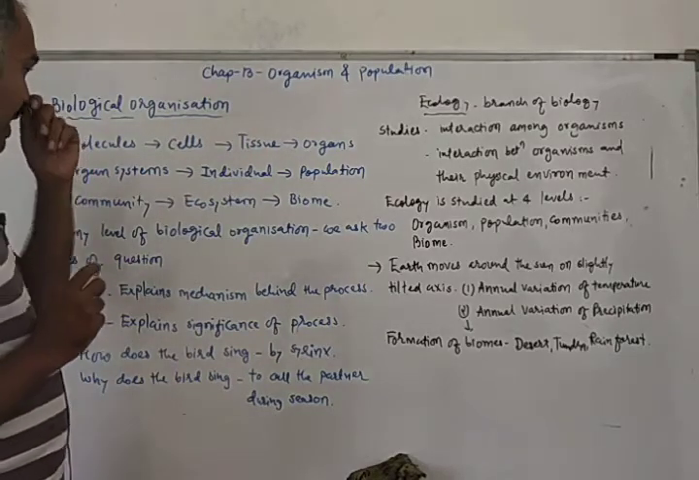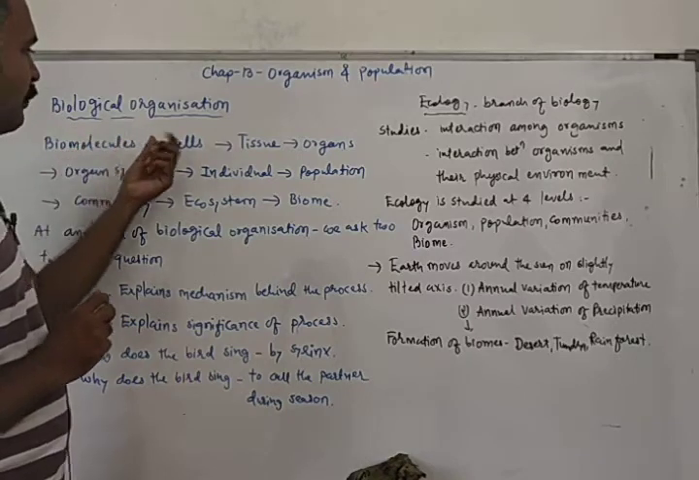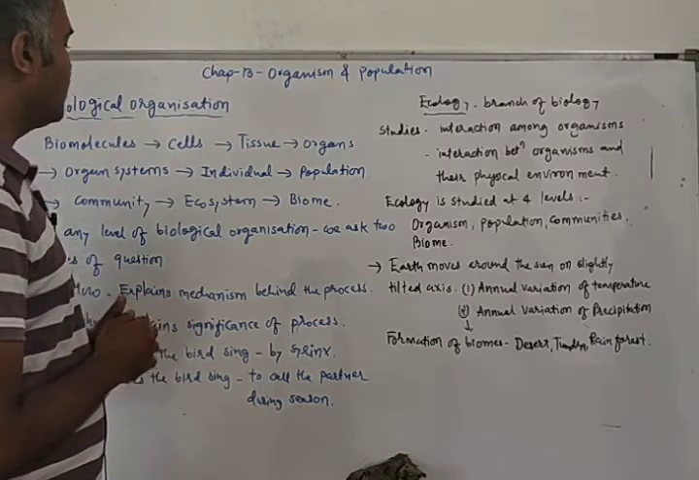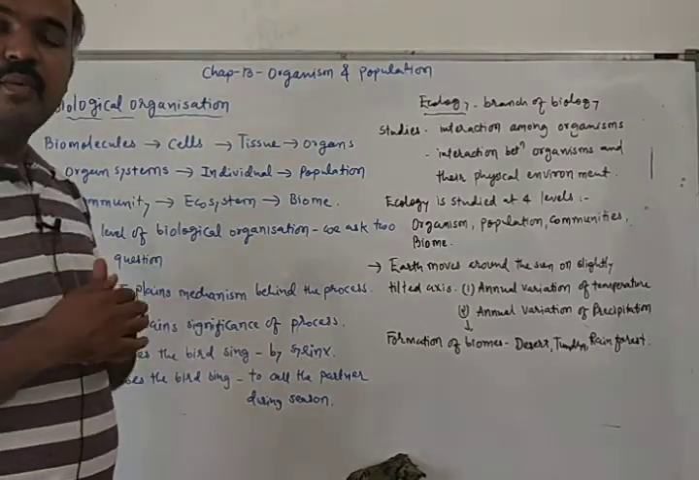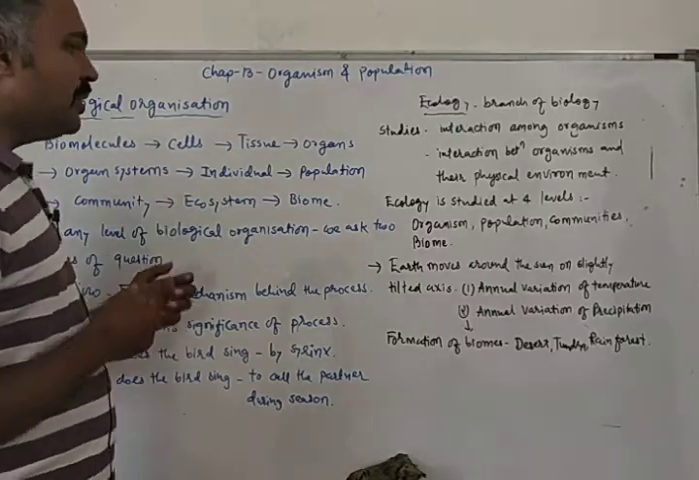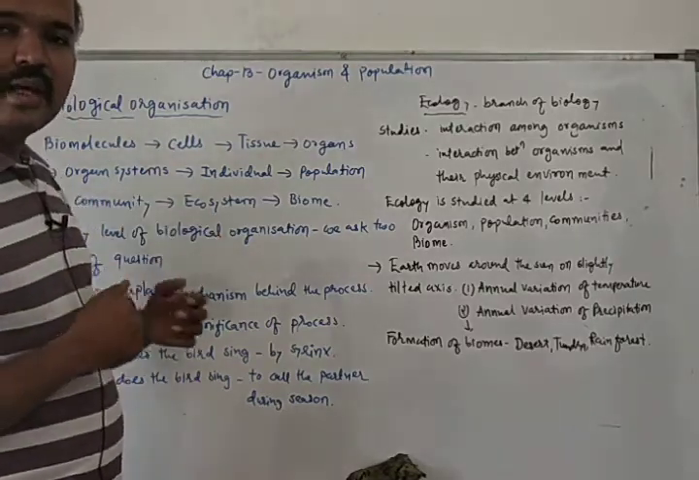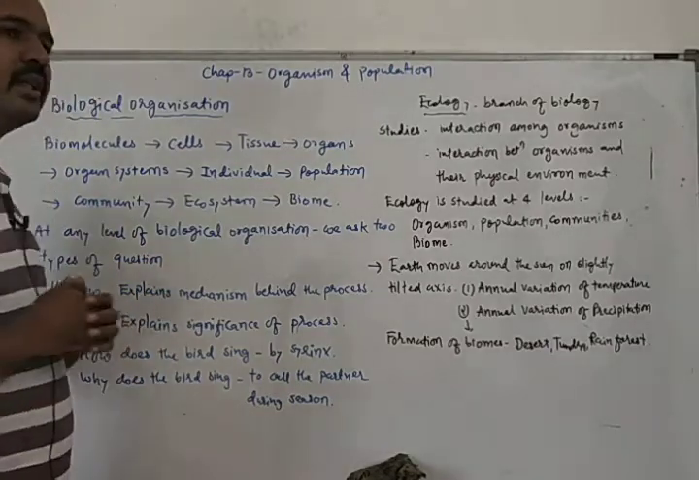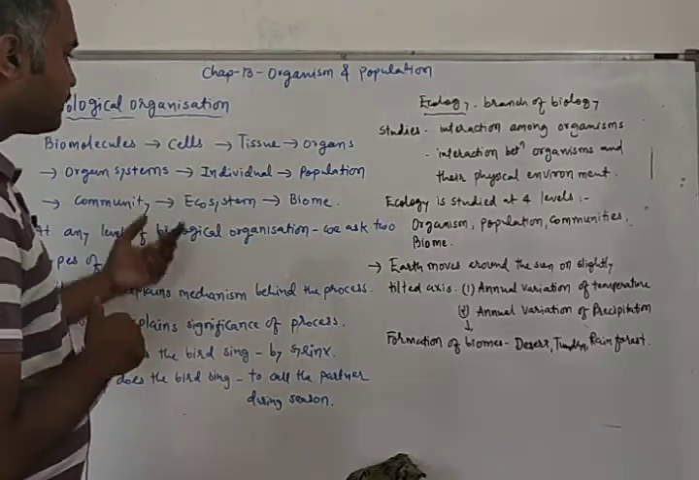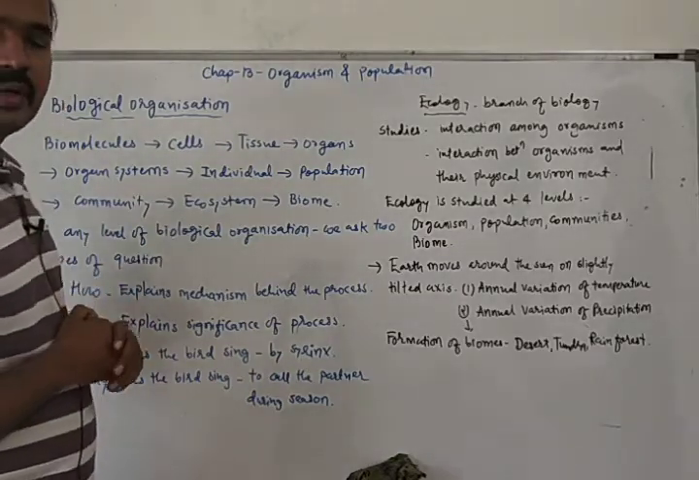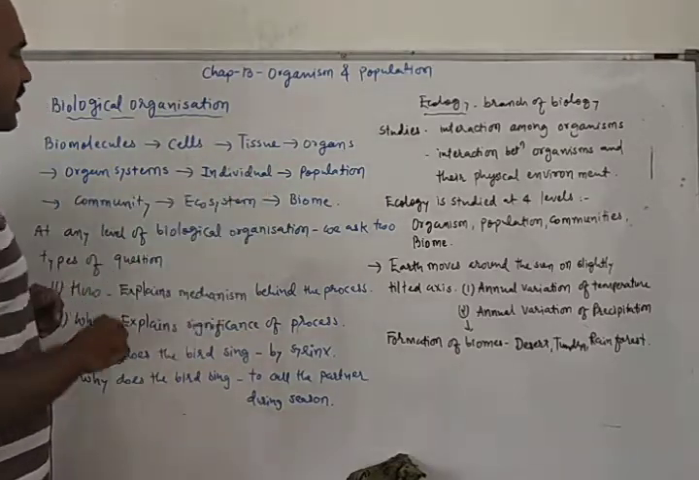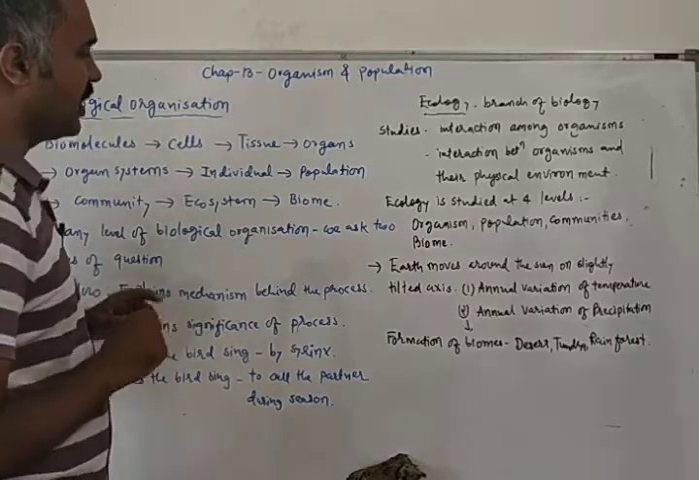Let us revise that again. Biomolecules will unite to form cells. Cells will unite to form tissues. Tissues will form organs. Organs will unite to form organ systems. Organ systems constitute an individual. Individuals of the same species will unite to form a population. Different populations will unite to form a community, and different communities will form an ecosystem, and different ecosystems will unite to form the biosphere. This is an ascending order of biological organization.